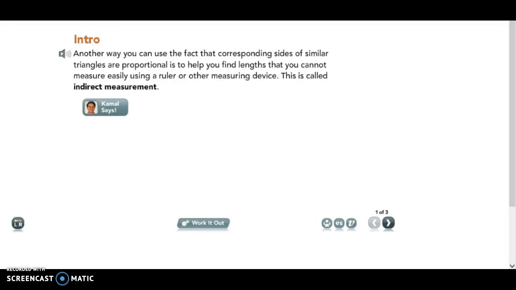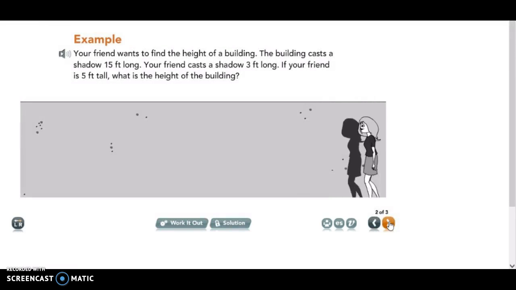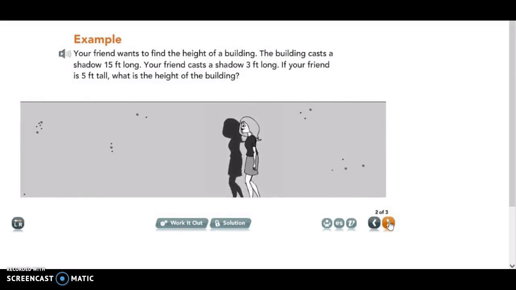Another way that you can use the fact that corresponding sides of similar triangles are proportional is to help you find lengths that you cannot measure easily without using a ruler or another measuring device. So this is indirect measurement. Let's go ahead and get an example of that. In this, we're going to use the exact same information that we have just used.